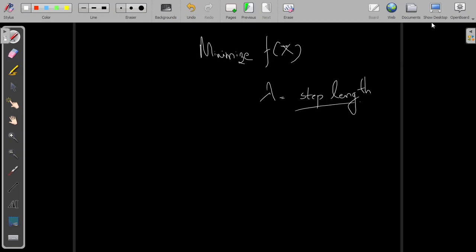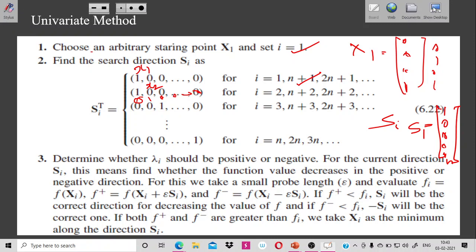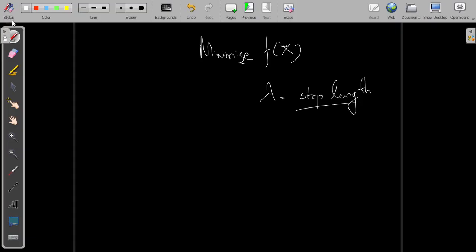So what is this step saying? For the current direction si, and initially the current direction will be 1, all zeros, you have to determine whether the function value is decreasing in the positive direction or negative direction. That is what you have to find out.